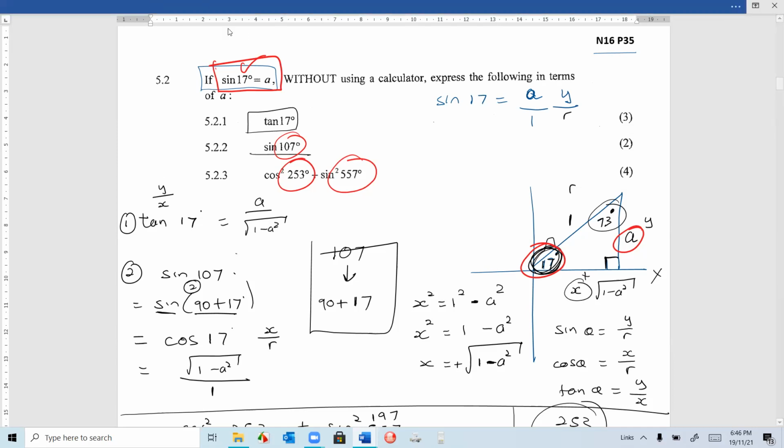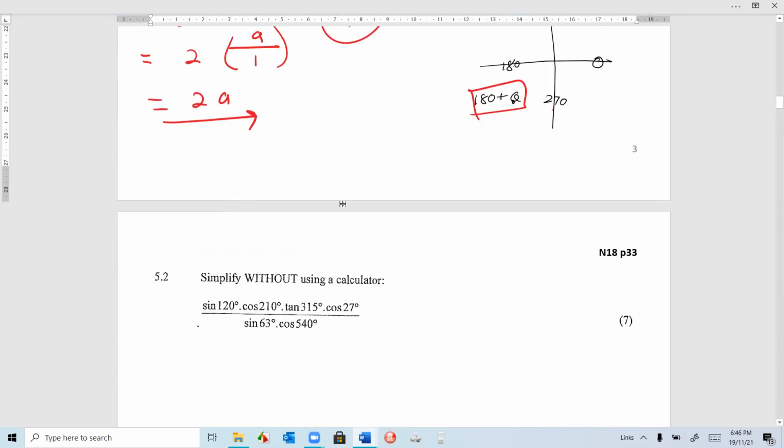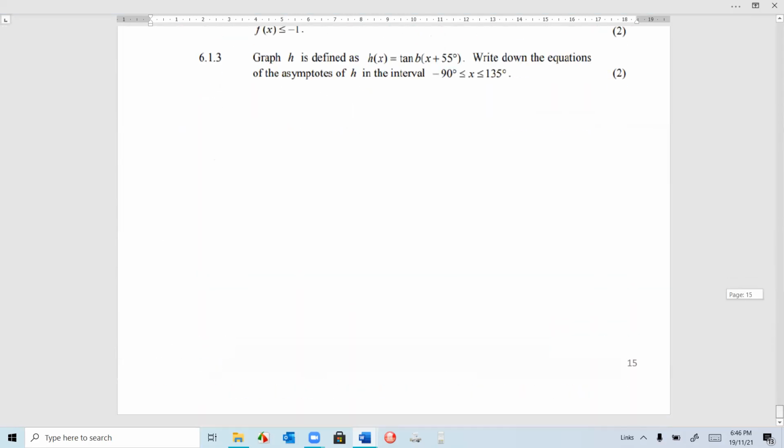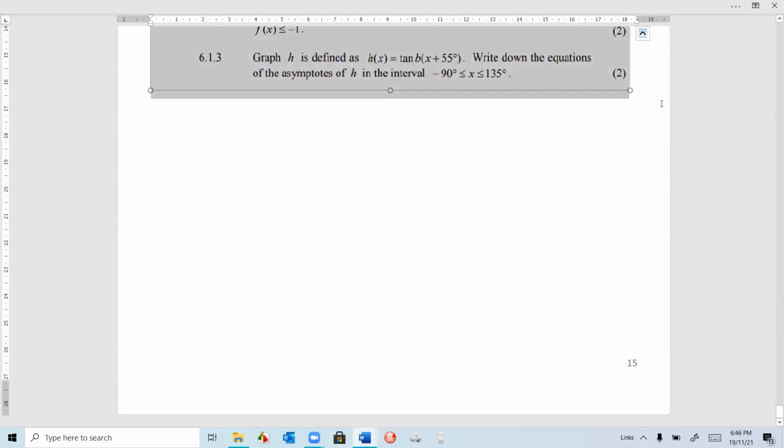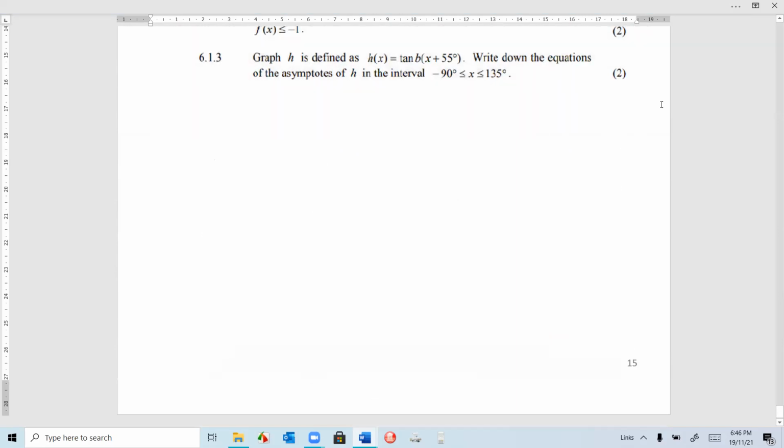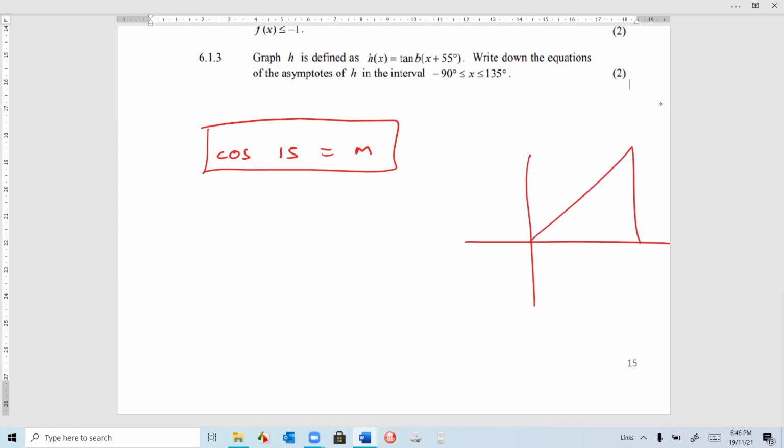What you really want to do in a question like that, let me find a blank page for you very quickly. In a question like that, let's take it that they gave us cos 15 equals m. That's your information now. So in step 1, you want to quickly draw a triangle. We know it's in the first quadrant because 15 is acute. Put your 15 here.